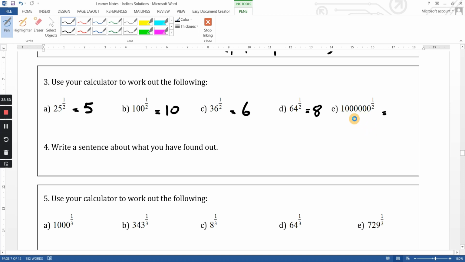And this one, oh, how many zeros have we got there? 1, 2, 3, 4, 5, 6 zeros. So that's going to be 3 zeros for my answer. 1,000 times 1,000 gives me 1,000,000. And again, you can try it in your calculator if you want to check. So write a sentence about what you found. Power half means square root.